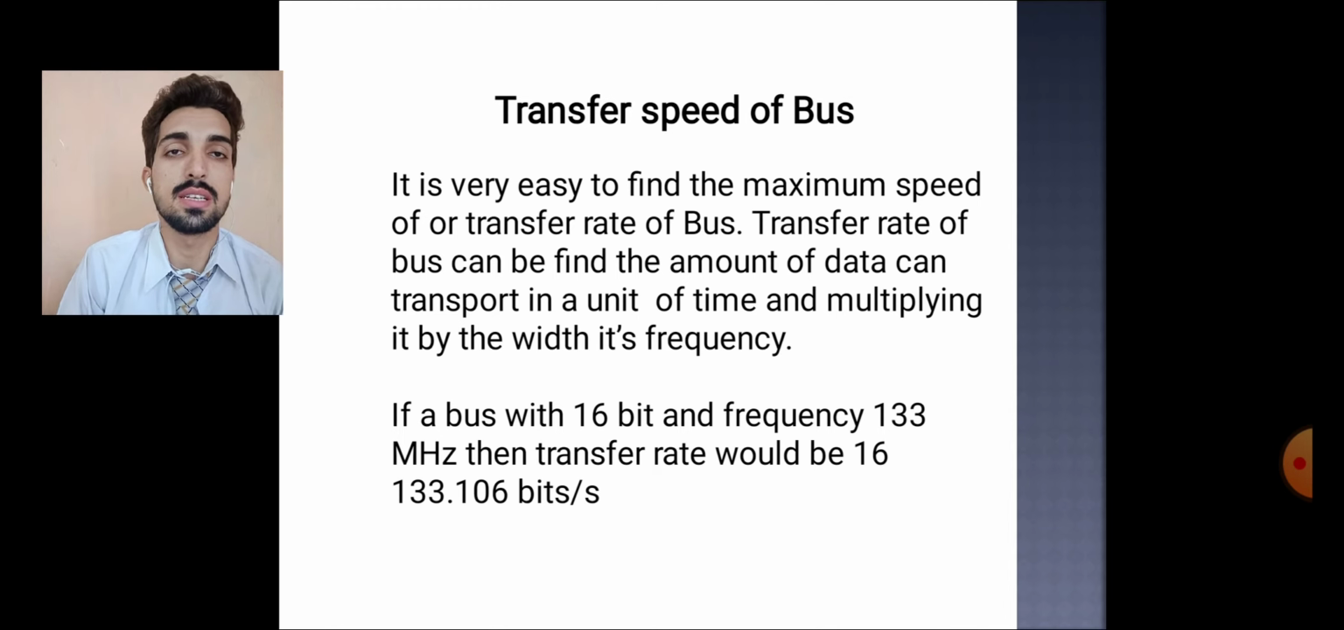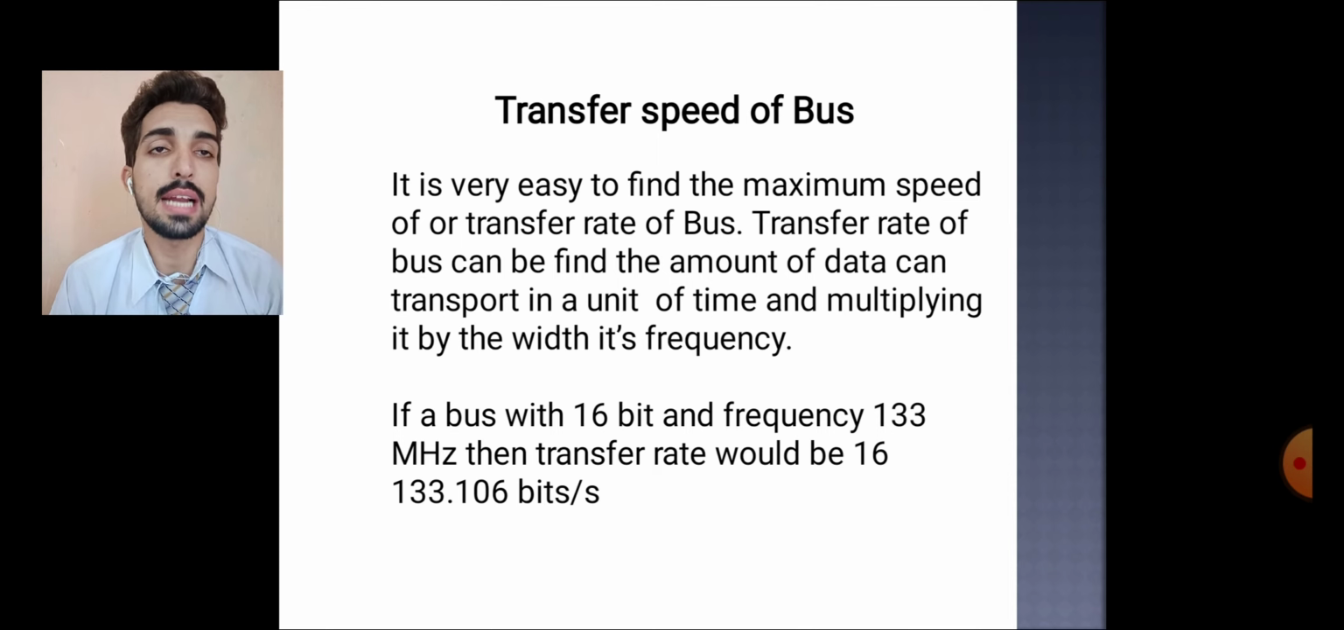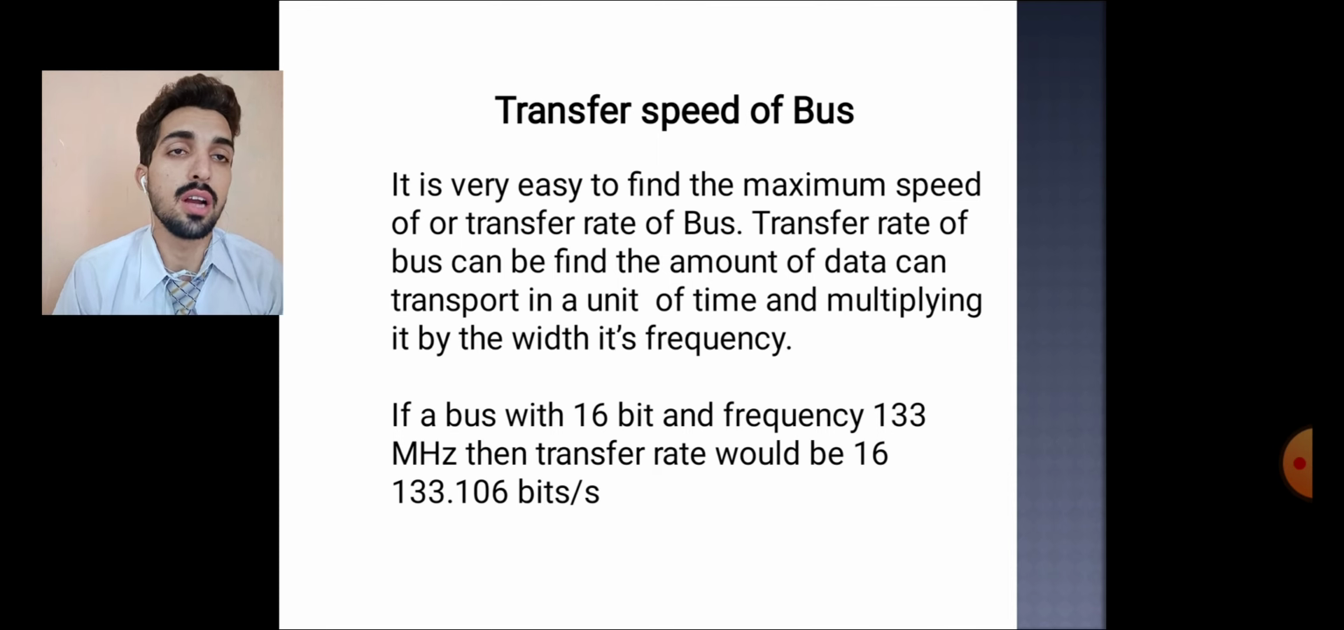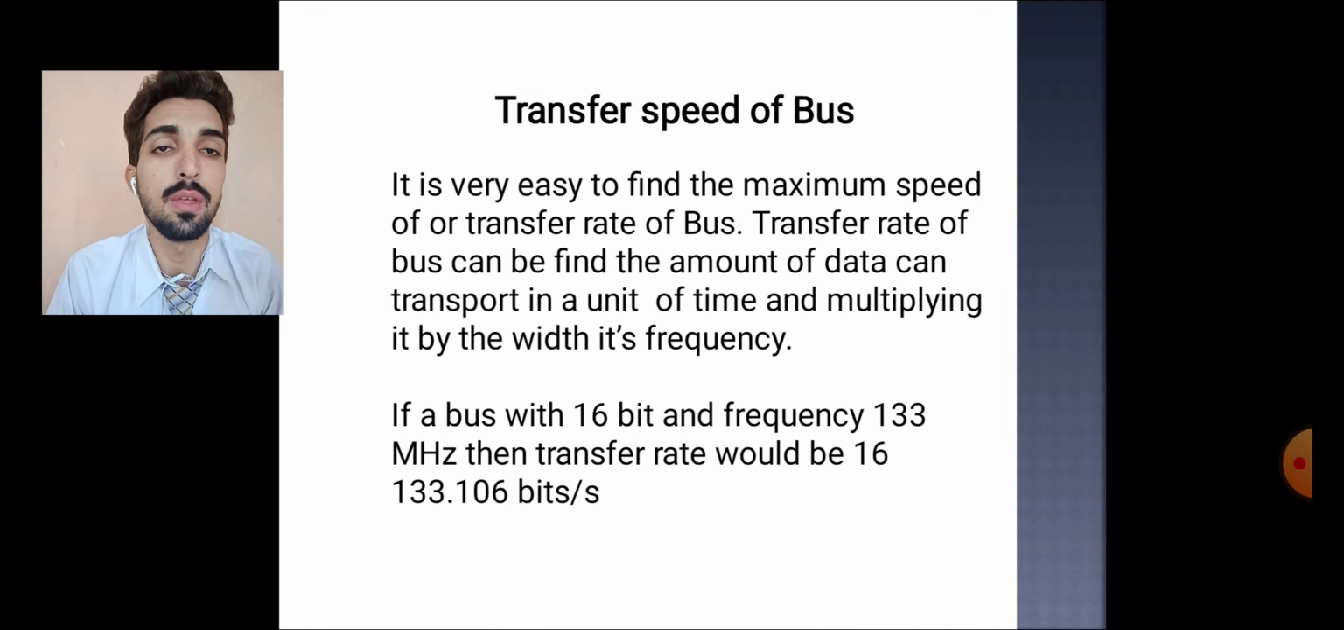Transfer speed of a bus. It is very easy to find the maximum transfer rate of a bus. The transfer rate of the bus can be found by taking the amount of data it can transport in a unit of time and multiplying it by the width and frequency. If a bus has a 16-bit width and a frequency of 133 MHz, then the transfer rate would be 16 times 133, which is 2128 bits.